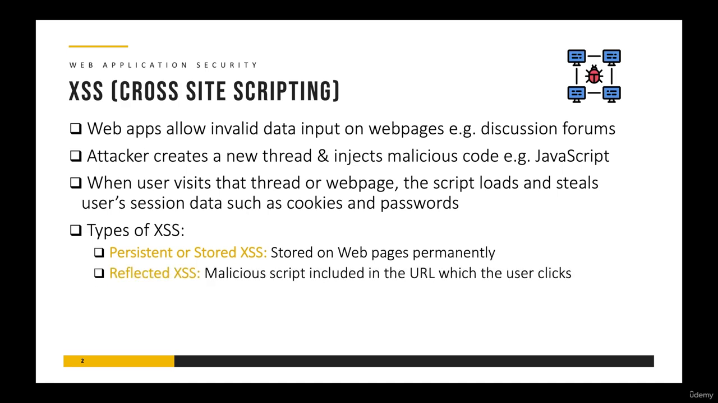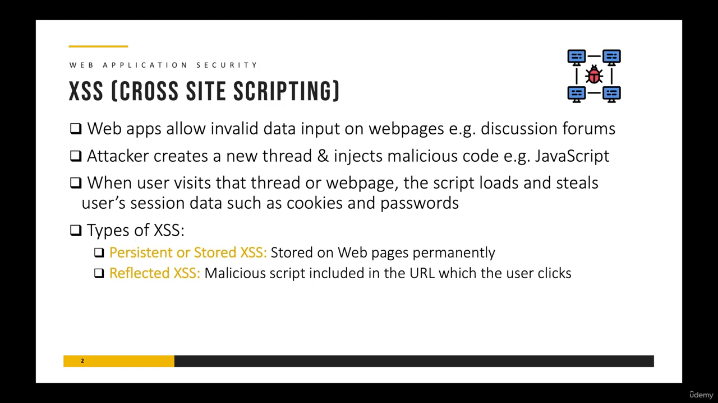In contrast, we have another variation of the cross-site scripting attack, which is called reflected cross-site scripting. In this case, the malicious script is included in the URL, and then this URL is disseminated to different users through emails, or it can also be posted on websites. And when the user clicks that link, the malicious script gets loaded, executes, and steals session data or passwords.